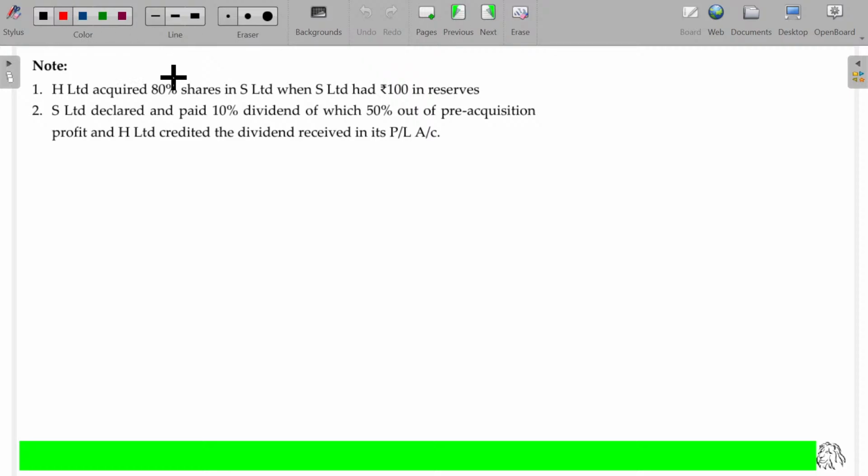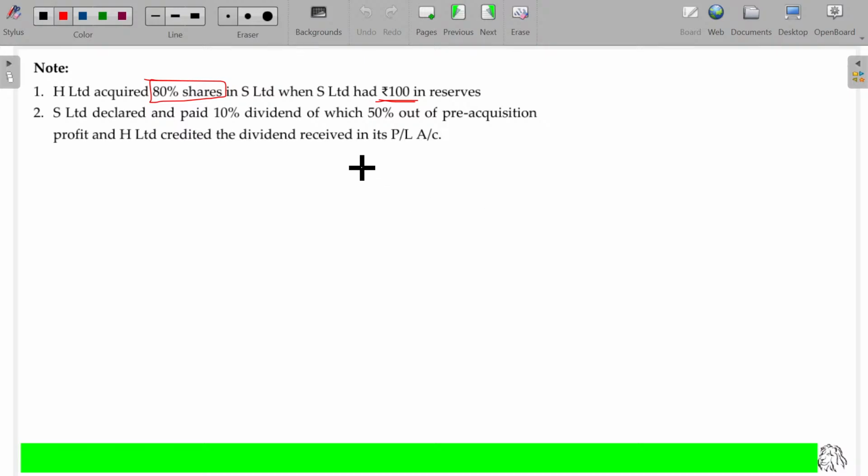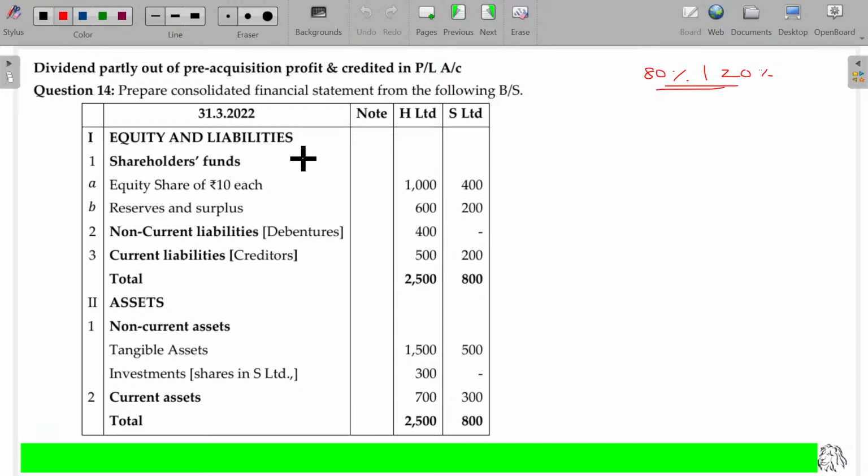Now, H Limited acquired 80% shares when S Limited had 100 rupees in reserves. So, the ratio being 80% as well as 20%, holding as well as minority interest. S Limited declared a 10% dividend, of which 50% is out of pre-acquisition profit, and H Limited credited the dividend received in its P&L account. Right.